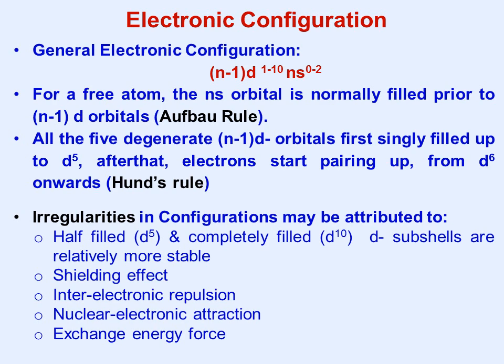Additionally, achievement of extra stable electronic configuration, that is d0, d5 or d10 configuration, shielding effect, inter-electronic repulsion, nuclear electronic attractions or exchange energy forces are some other influencing factors which cause irregularities in routine electronic configuration at some places in different transition series, which we will discuss later.